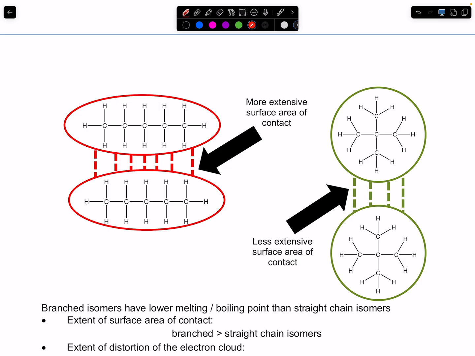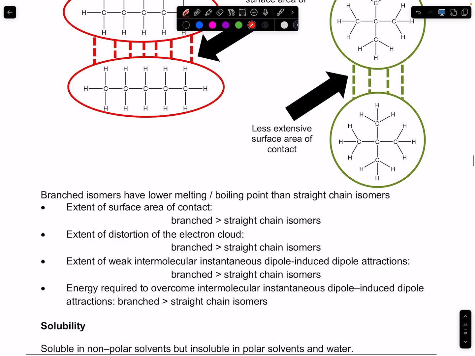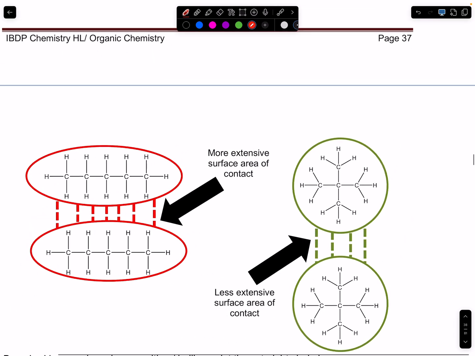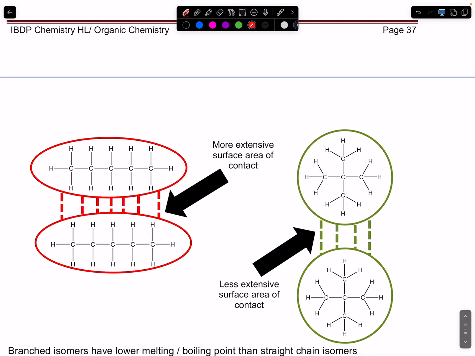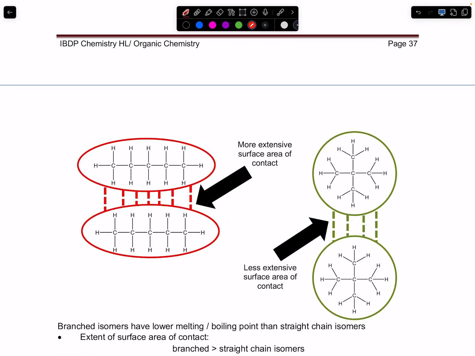Hence, the lower the boiling point. All right. Larger surface area means more extensive London dispersion forces. More extensive London dispersion forces translates to more energy required. More energy required translates to higher boiling point.